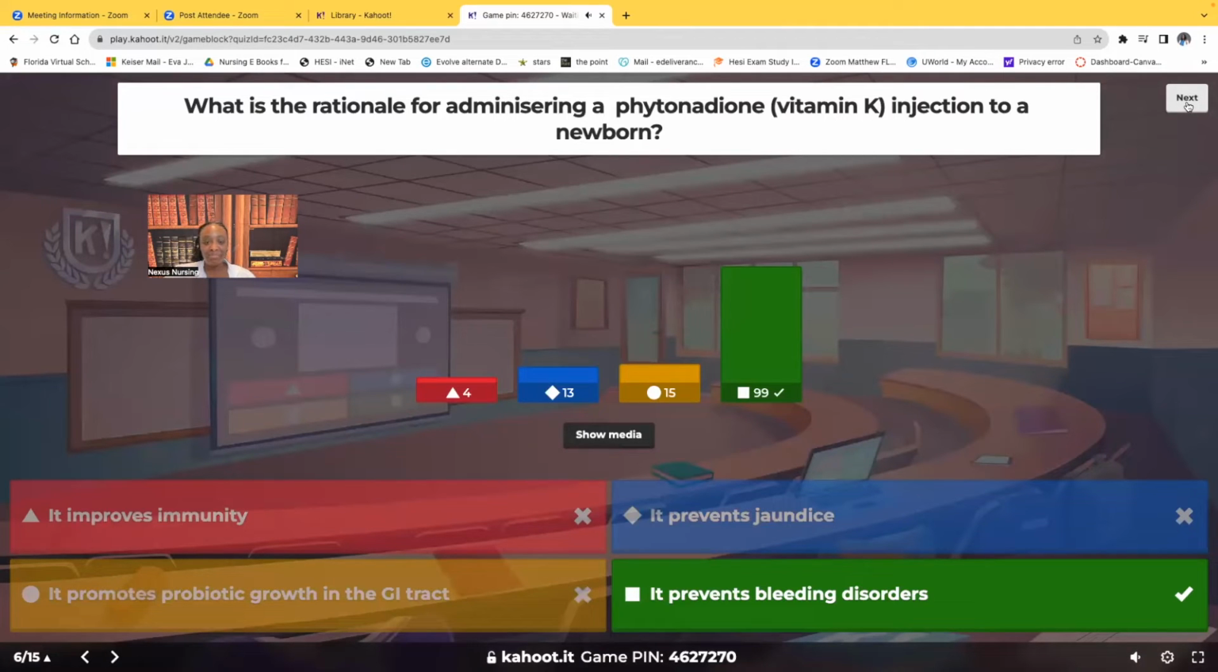Very good. It prevents a bleeding disorder. So guys, think about it. Newborns are born with a sterile GI tract. Their gut is sterile, right? And so they don't have any bacteria in their gut, and a certain type of bacteria that helps to make clotting factors. They don't have it. So that newborn is really not going to even start making that type of bacteria that'll help make the clotting factor until they've had a couple meals, and then they'll have the bacteria. So that's why the newborn will get the vitamin K injection. Very good. Almost everyone got that right.